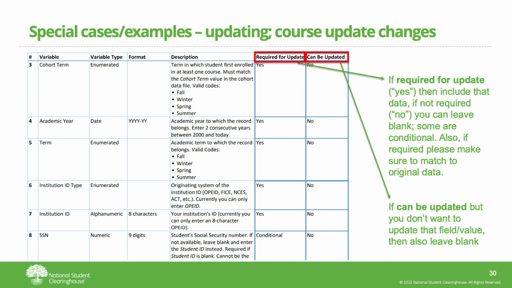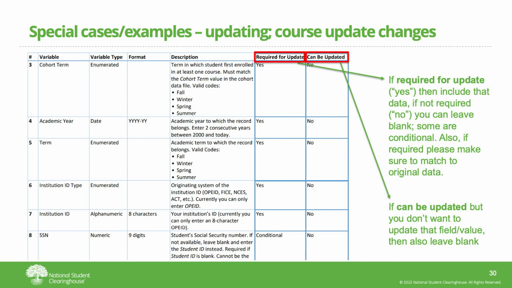So for example, if I'm saying I want to update fall 2019 for Bob, right? So Bob is in this information and they're in the cohort of fall 2019. I want to make sure that in my update file, I'm saying for Bob in fall 2019, I'm trying to update their information. So I need to make sure that the cohort term, cohort, all those things that are required for update are there correctly, because those are what we're going to use to match and find that student for updating purposes. And again, on this other column, if it can be updated, but you don't necessarily want to update it, you don't need to actually include that information.